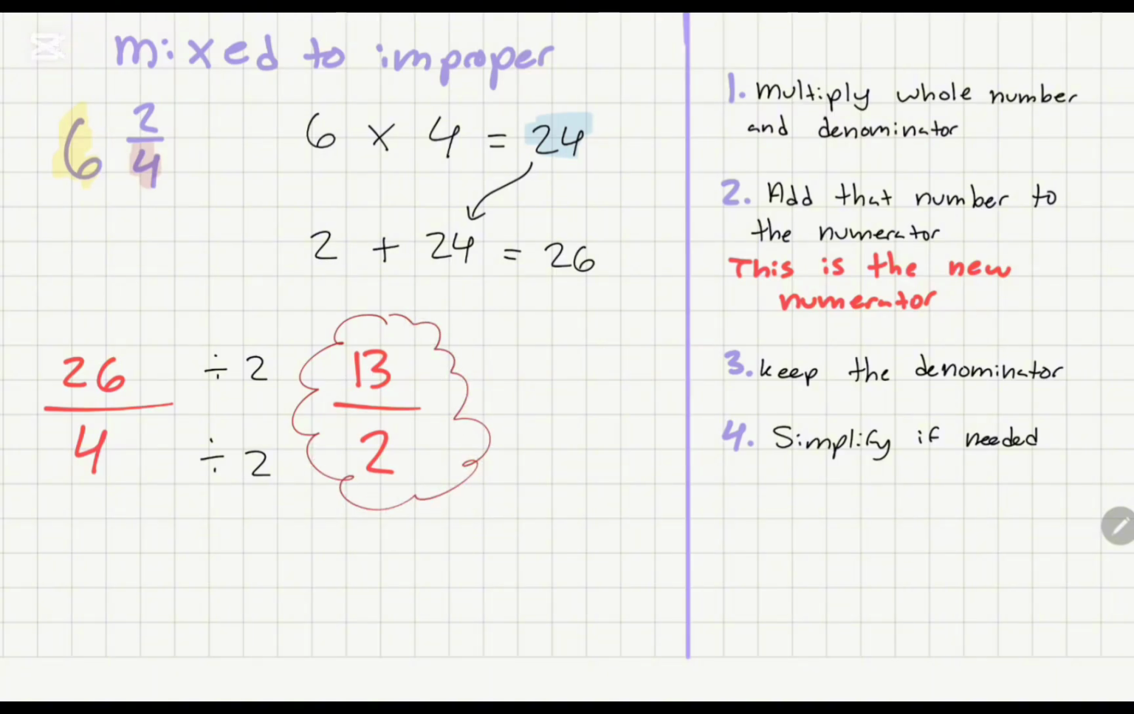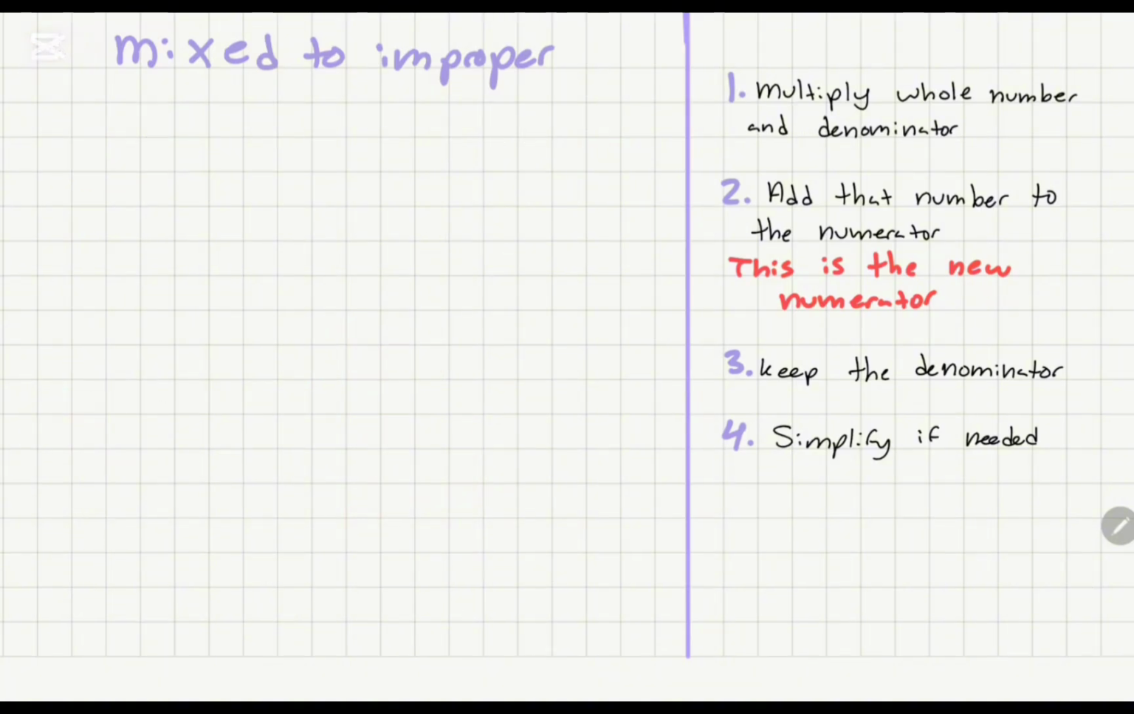And I want you to notice something. 6 and 2 over 4 is the exact same thing as 26 over 4, as 13 over 2. These all mean the exact same thing. It's just different ways of writing it. Let me do one more example.